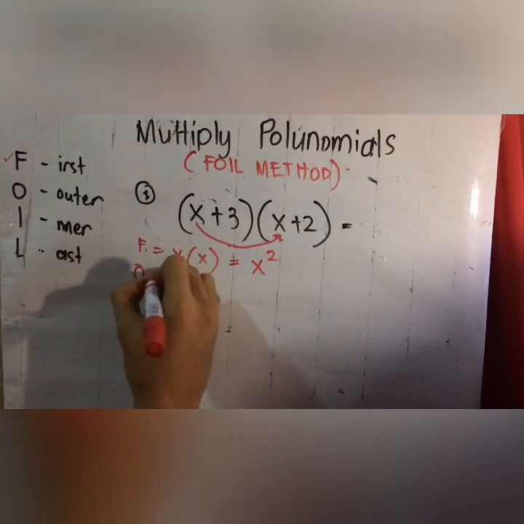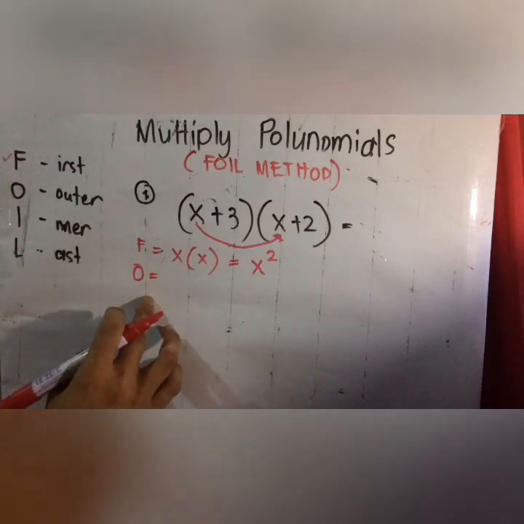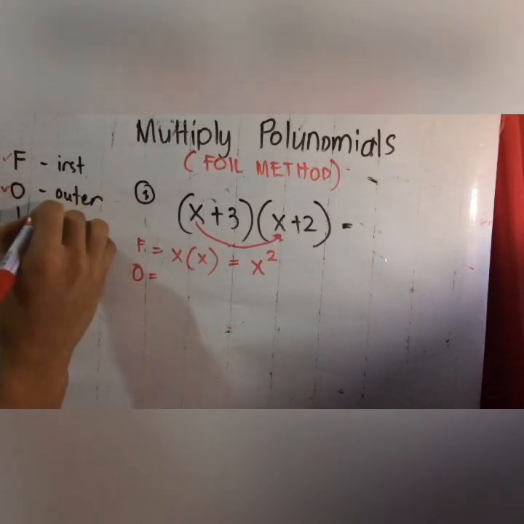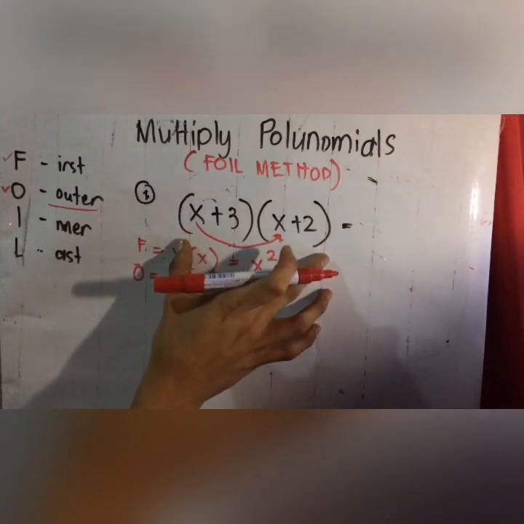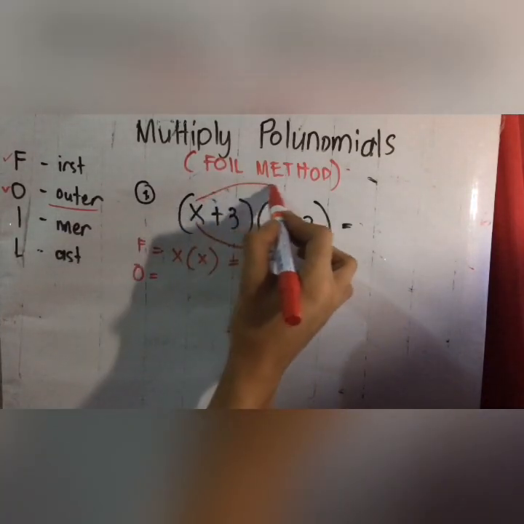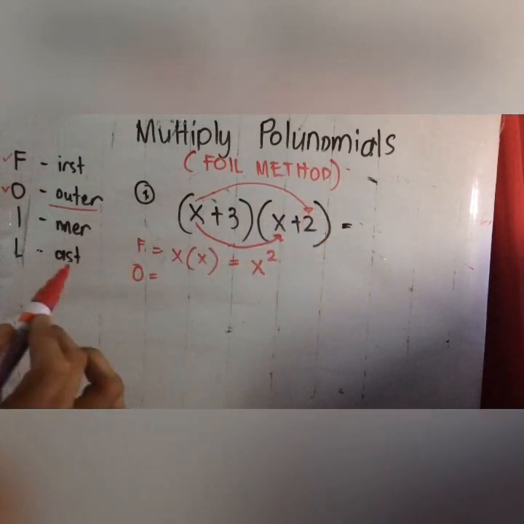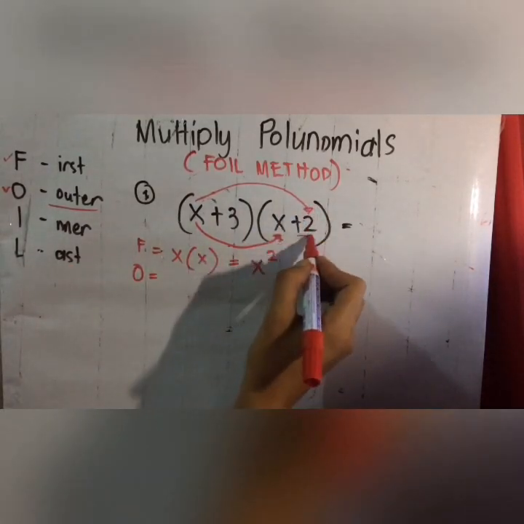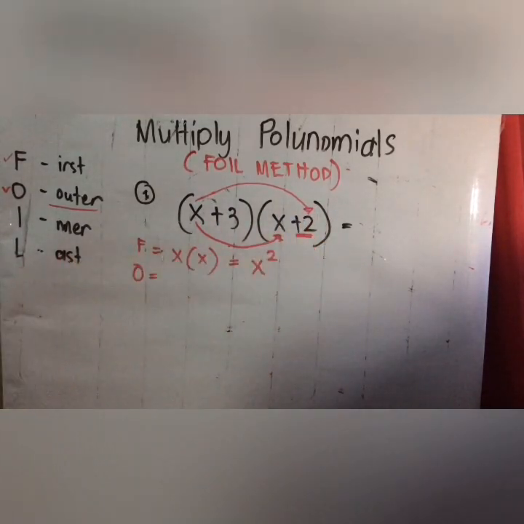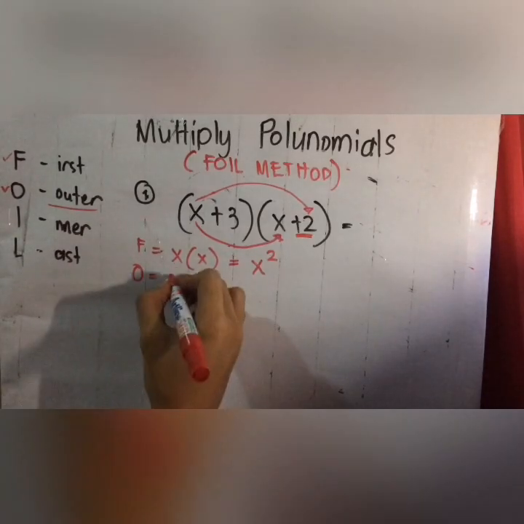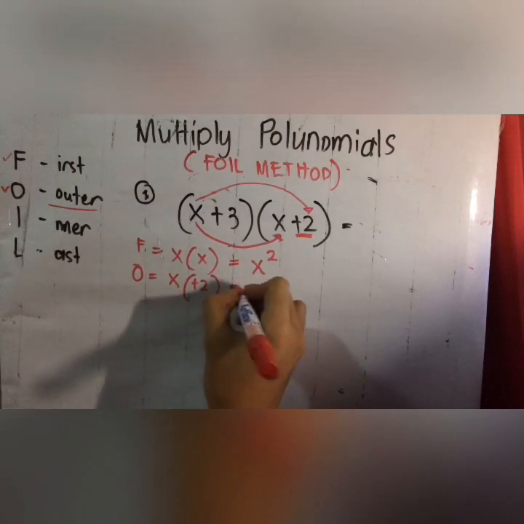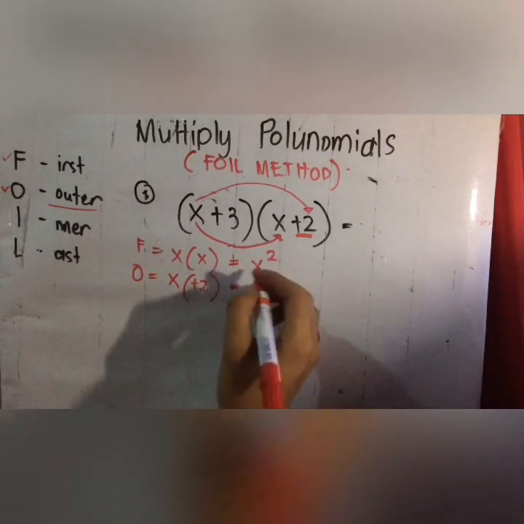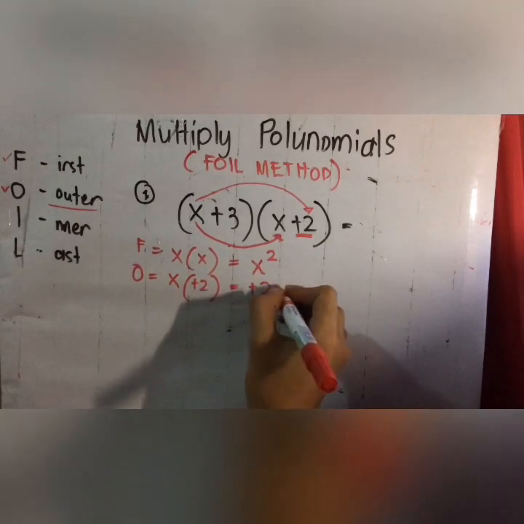So we have O. O means the outer. The outer terms of this given structure are x and positive 2. Take note, you always have to include the sign of that term. So we have x multiplied by positive 2. Doing the operation results in positive 2x.